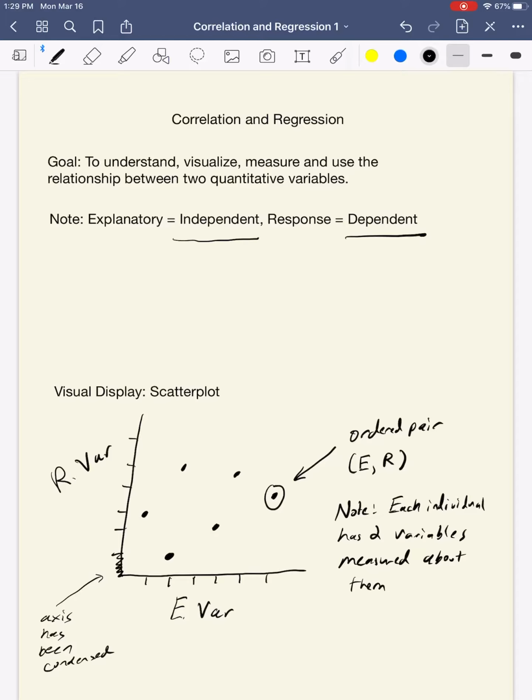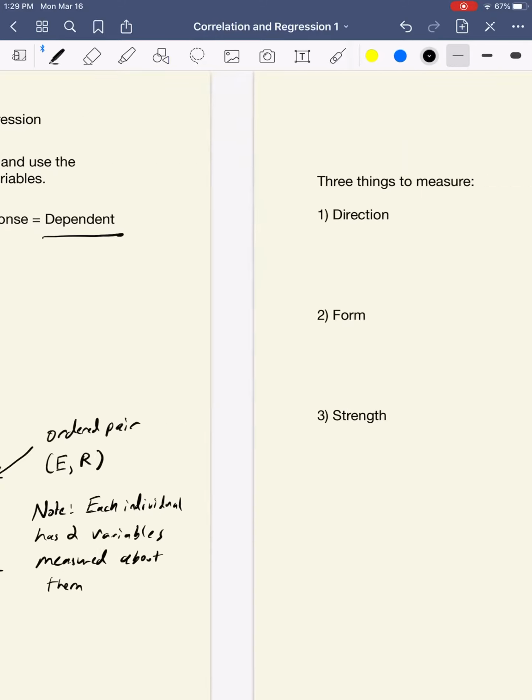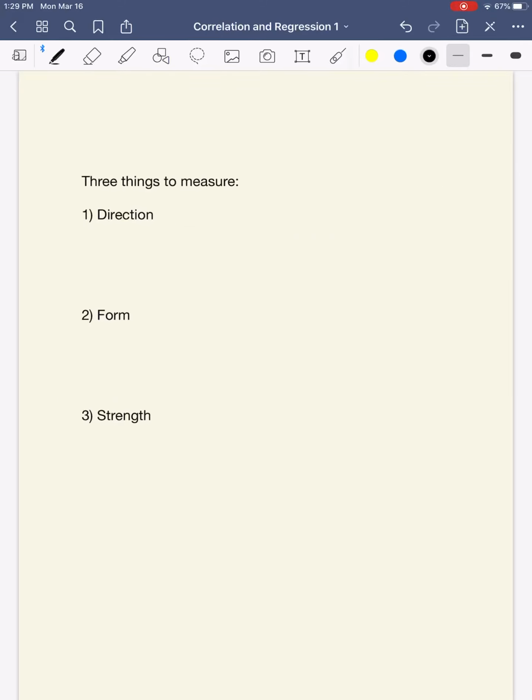And of course, in a little bit, we'll be talking about how to build our own scatter plot once we have some data. But before we get into that, we're going to talk a little bit about what we are looking for when we're looking at these scatter plots. So there's going to be three things that we want to try to measure or understand when looking at a scatter plot.